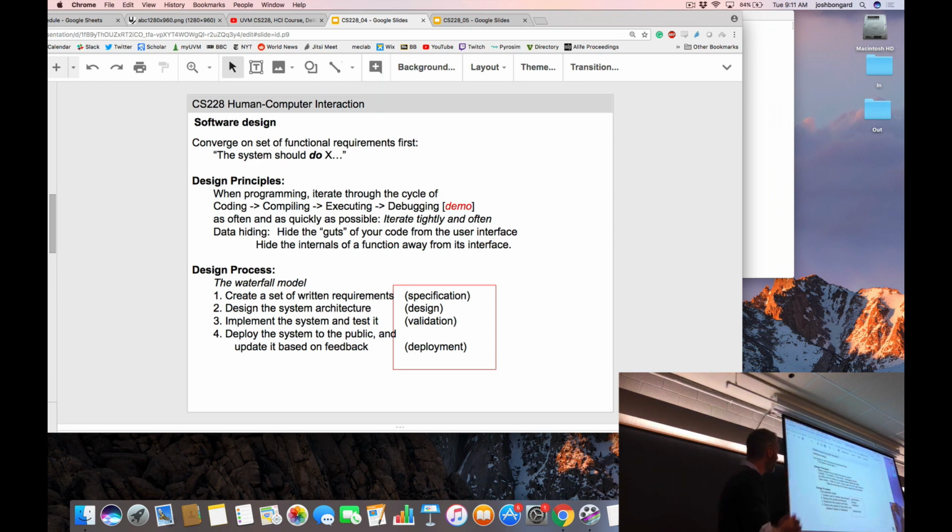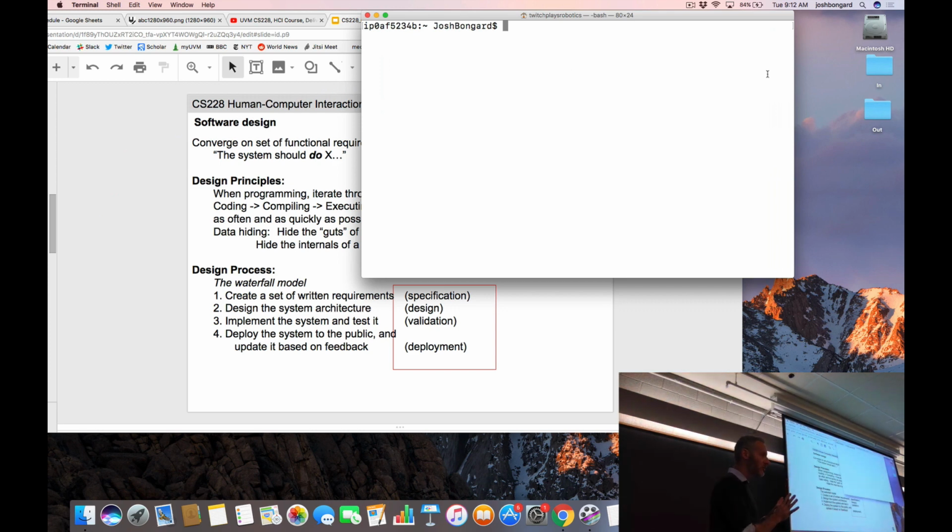Now we get into software design or software engineering design. Like engineering in general, we usually have a set of functional requirements. There are a whole number of design principles in software engineering. One of them is that when you're programming, you should try and iterate through the cycle of coding, compiling, executing, and debugging as quickly as possible. When I was doing my master's degree in England, I had a friend who was in the class, and we had to do this final six-month coding project for our master's degree. He spent 5 months coding up his system and said, "Josh, don't worry, I got a whole month at the end to debug my code." Unfortunately, he never graduated, right? So iterate tightly and often.